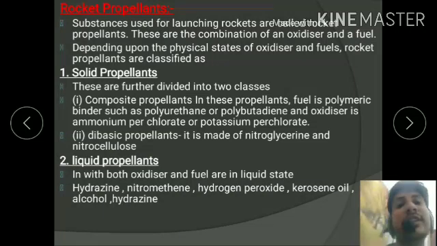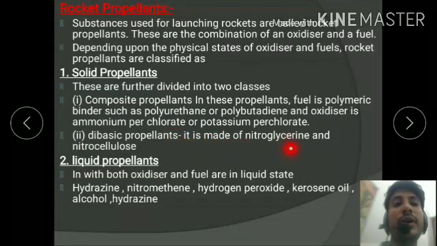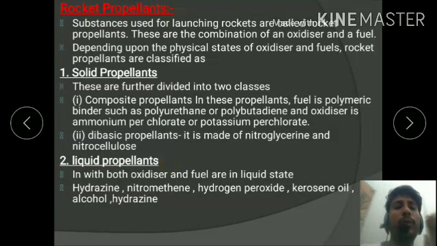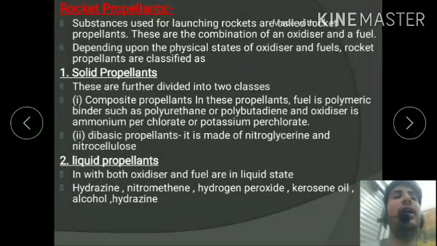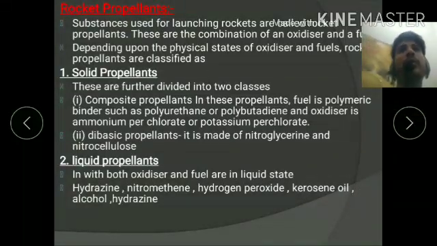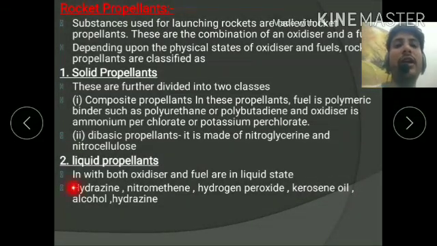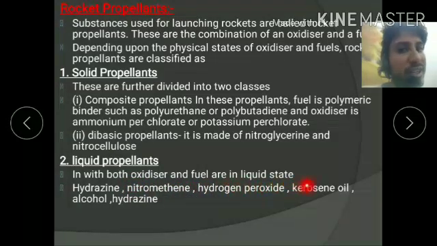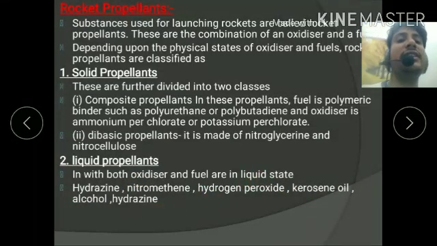The next one is the dibasic propellant. It is made of nitroglycerin and nitrocellulose. It is a mixture of nitroglycerin and nitrocellulose, a most important example of rocket propellant. The second one is the liquid propellant, in which oxidizer and fuel are both present in the liquid form. Examples: hydrazine, nitromethane, hydrogen peroxide, kerosene oil, alcohol, hydrogen. These are examples of the liquid propellant.